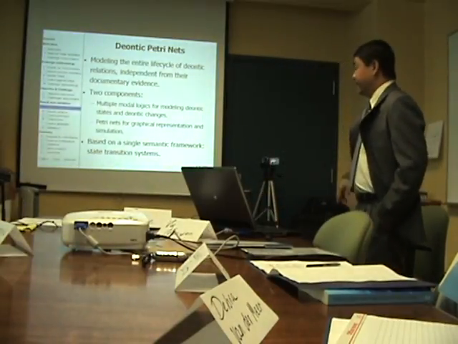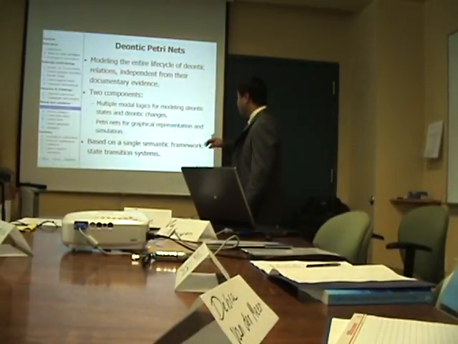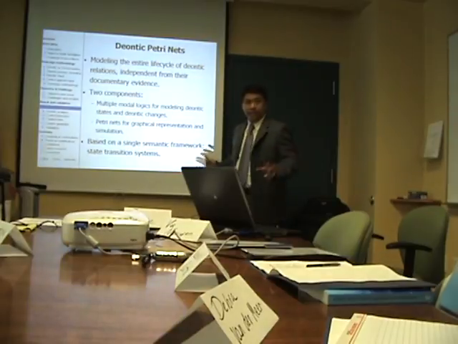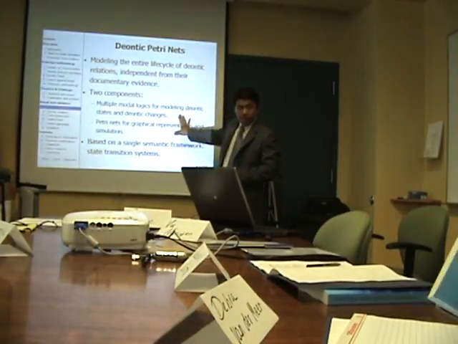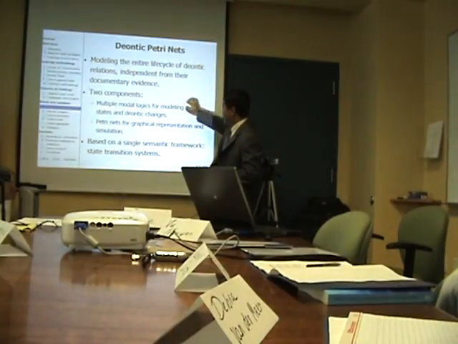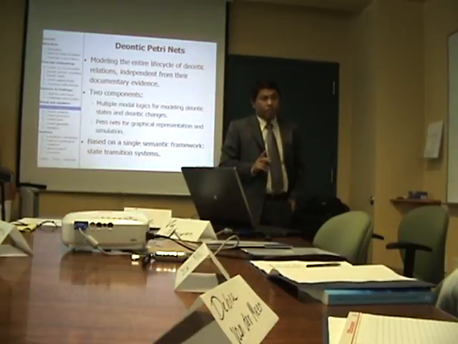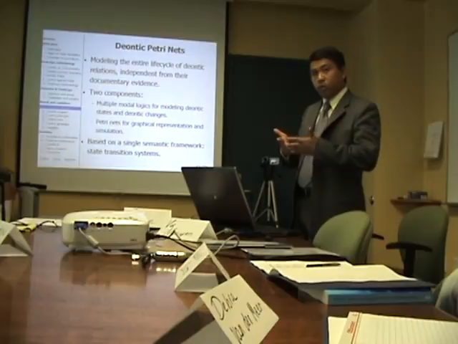So now the result of the research. If you look at the dissertation in chapter 4, I spent about 40 pages to build the formal foundation for the research. And the result of that chapter is a formalism, what I call the Deontic Petri net. This formalism includes two components.